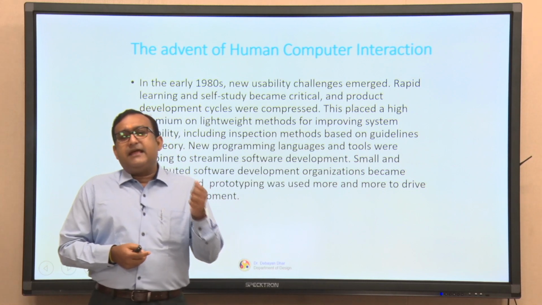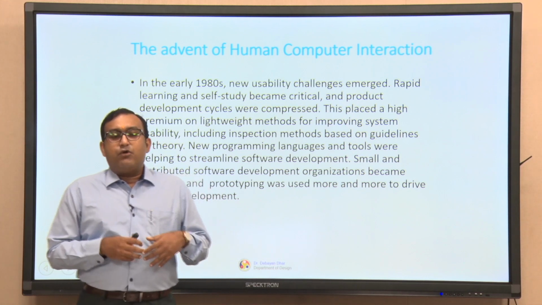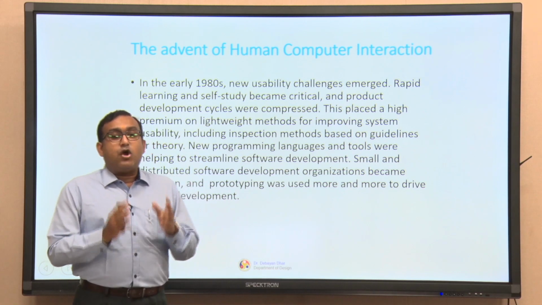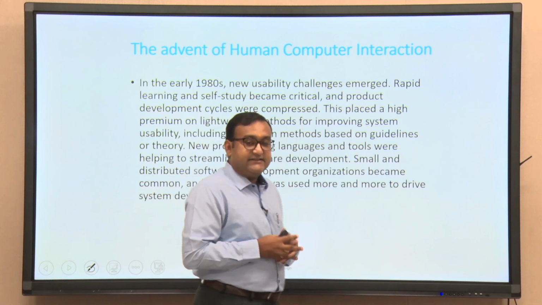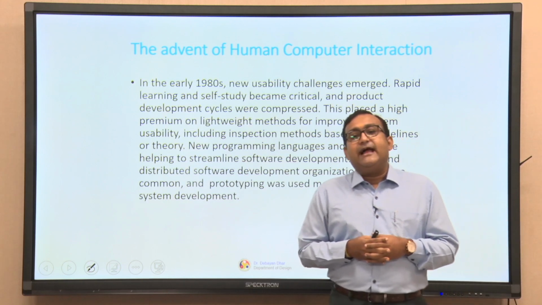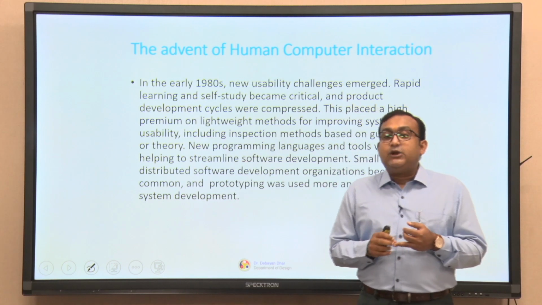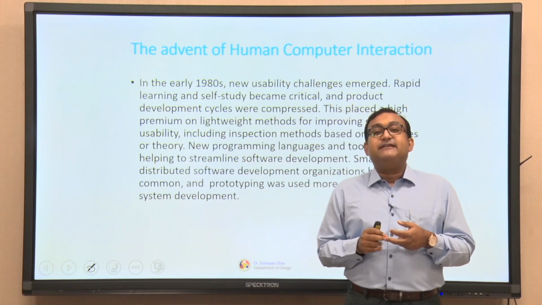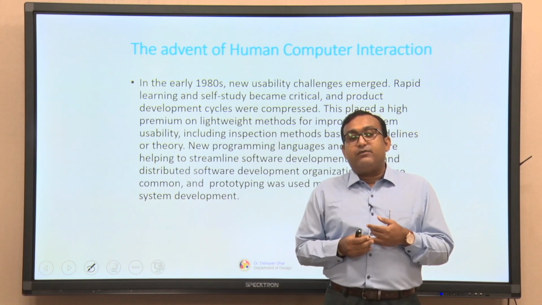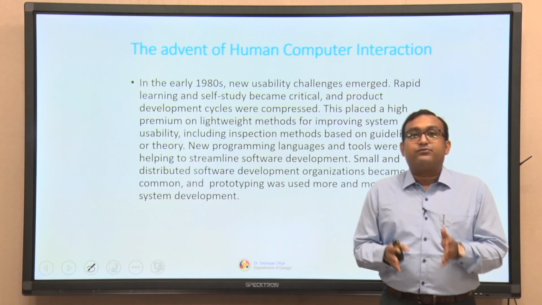Now, this started the advent of what we call human computer interaction, the emergence of human computer interaction. In the early 1980s, new usability challenges emerged. Rapid learning and self-study became critical, and product development cycles were compressed. This placed a high premium on lightweight methods for improving system usability, including inspection methods based on guidelines, heuristics or theory. New programming languages and tools were helping to streamline software development.